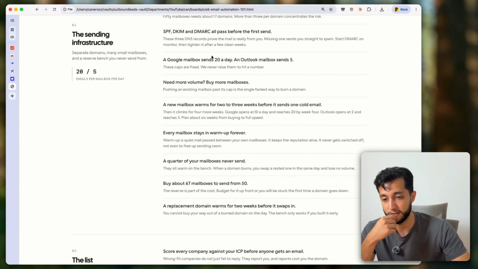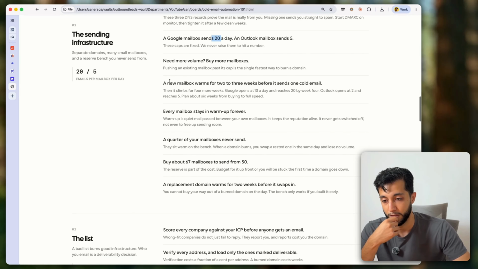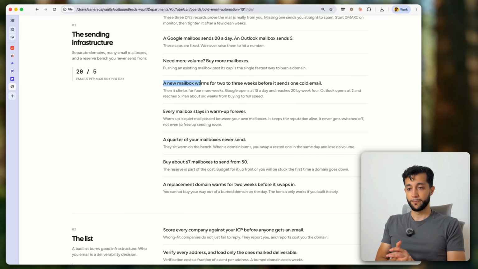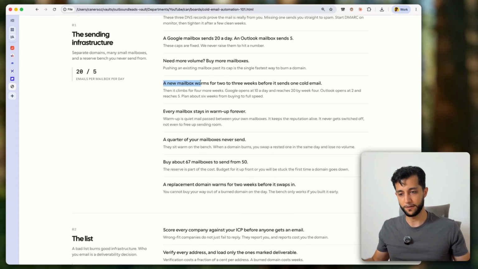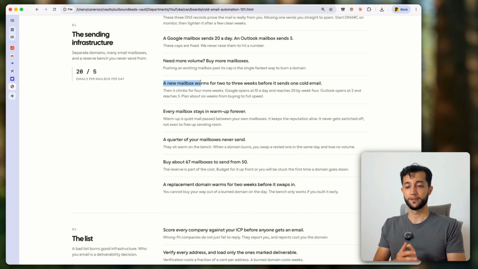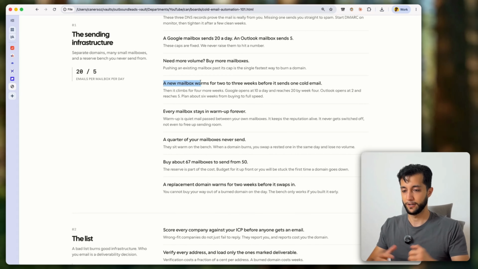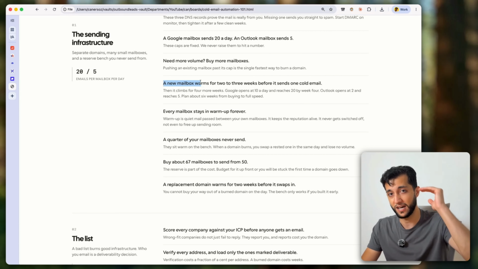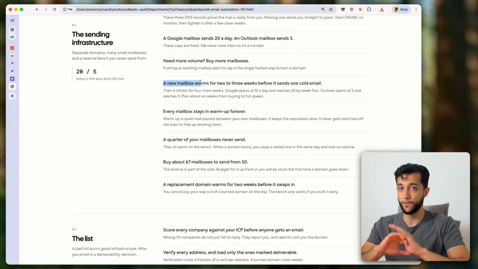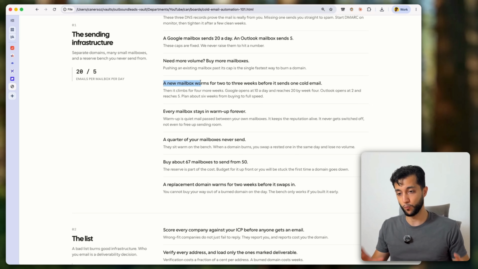And you never go past the 20 a day. Just don't do it. A new mailbox warms for 2 to 3 weeks before it sends 1 cold email. 2 weeks is fine. Warm up every single domain that you get, every single inbox in your account, for 2 weeks. Make sure that the warm-up pool that you're using is as high quality as possible. Very important, super underrated. Warm-up is the backbone of your infrastructure.